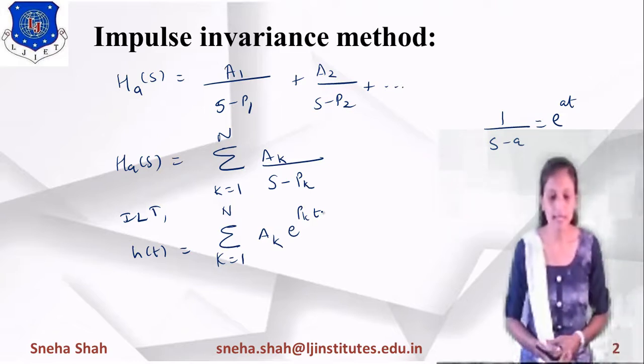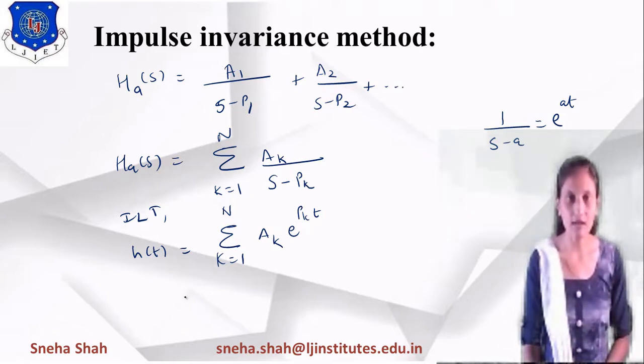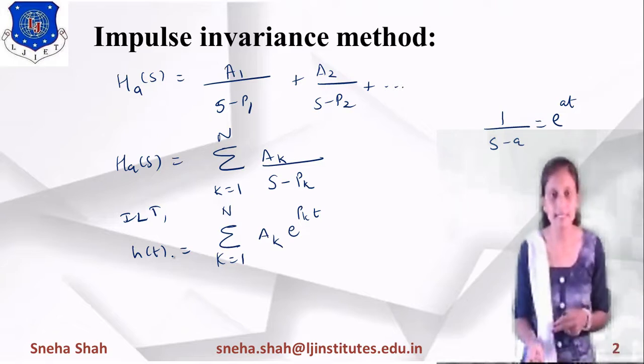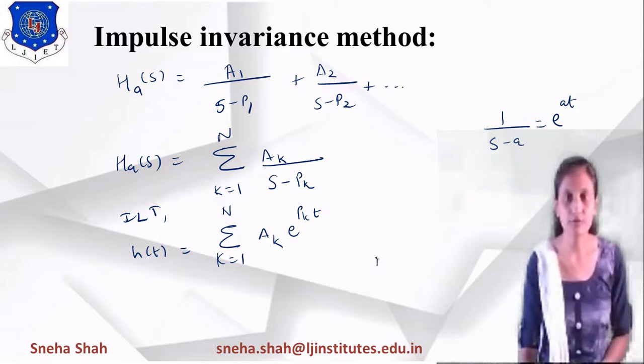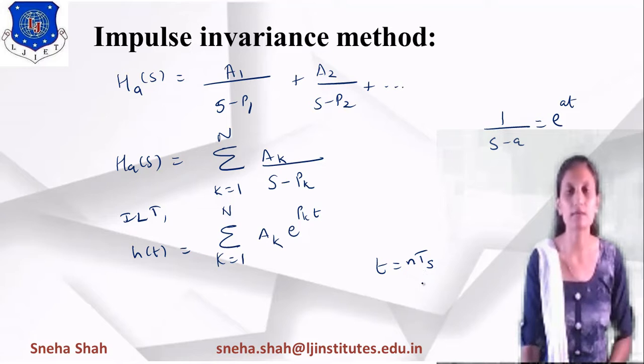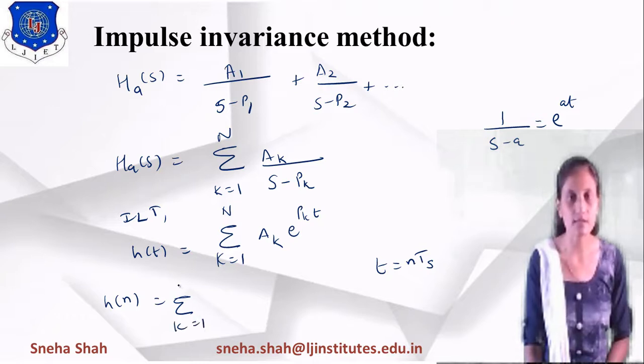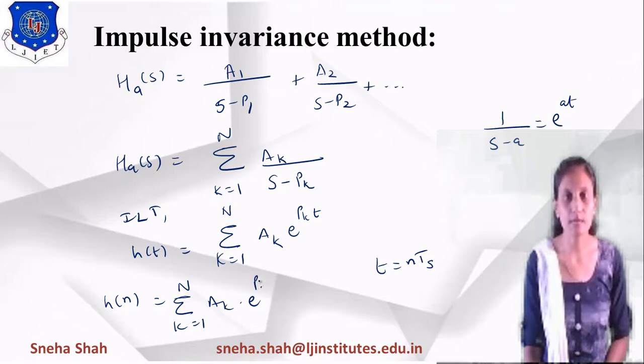Now, as you know, we have to convert this analog form to its equivalent digital form. So instead of t, we take n number of samples, that is n Ts, where Ts is the sampling time. In terms of digital signals, it is represented as h of n, which is the summation k equals 1 to n of A_k times e raised to p_k n Ts.